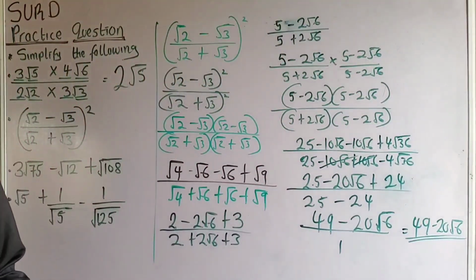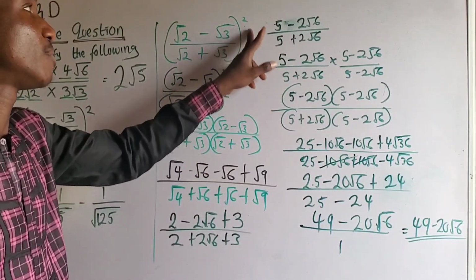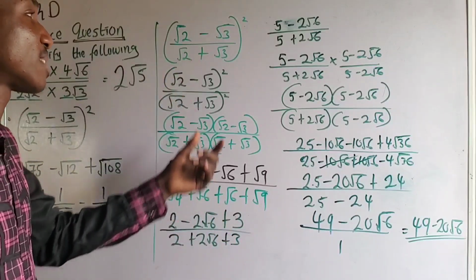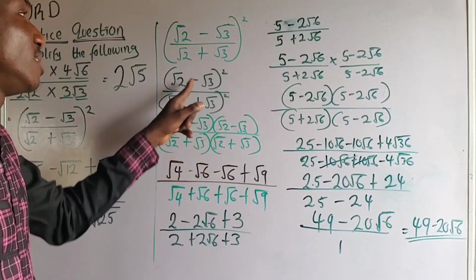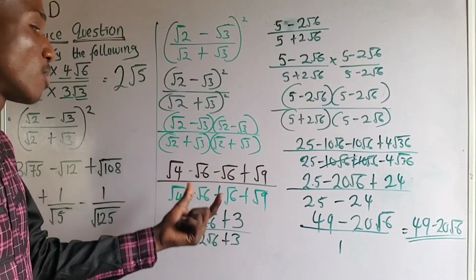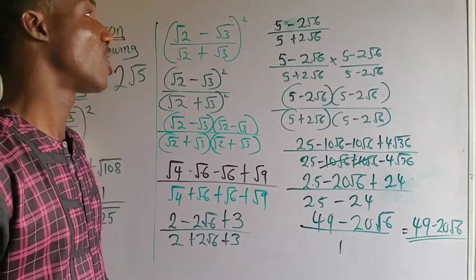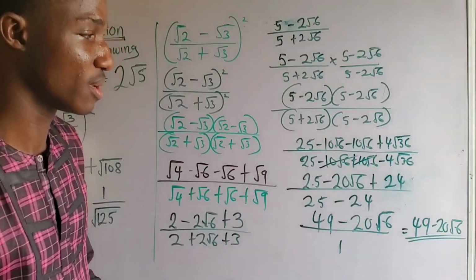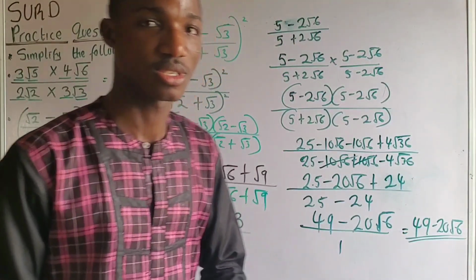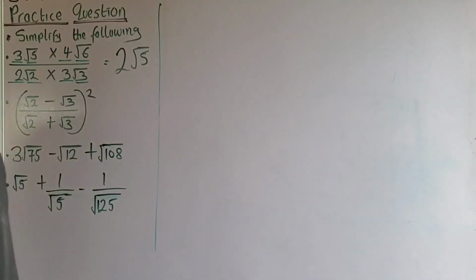So you can see that before I rationalize, I first simplify the square. I first eliminate the square by expanding this bracket, and I arrive at this. Then I told you that this square can be written as this. Then I take the product, then I obtain this. It is then that I rationalize by taking the conjugate of the denominator and multiplying it by both the numerator and the denominator. Then I simplify to get this 49 minus 20 root 6. Do you understand? Okay, so that is the solution to the second question. Okay, let's attempt the next question.